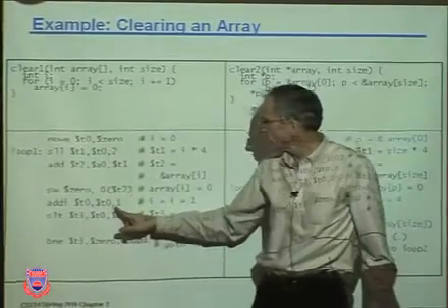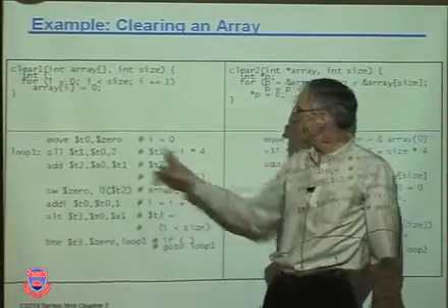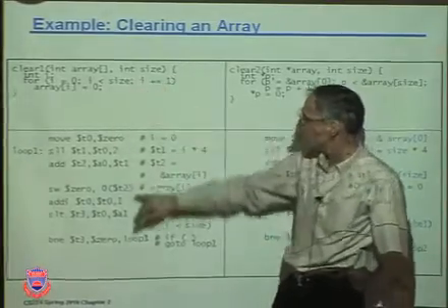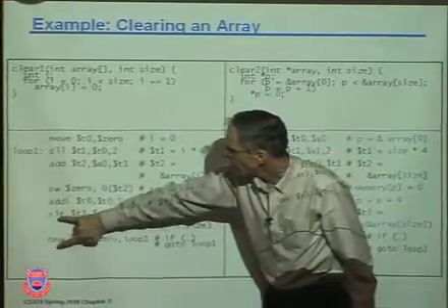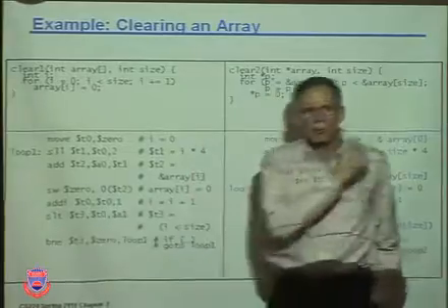And then after that, we increment our value of $t0, which is our i. So we increment by 1, that's this. And then we do set less than followed by BNE.